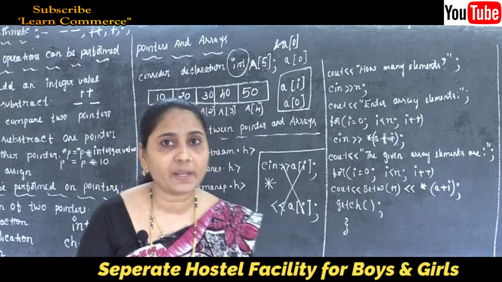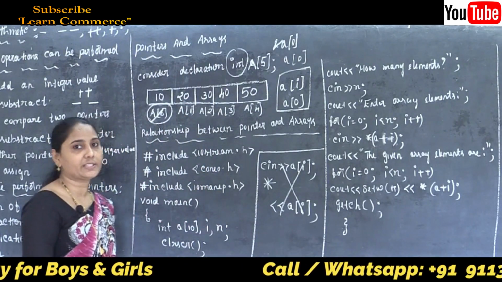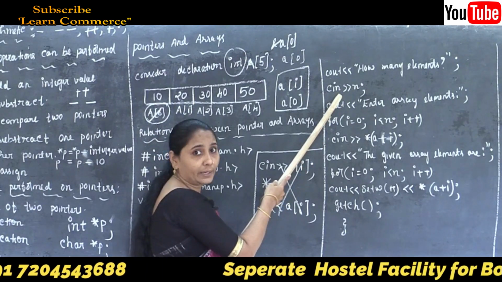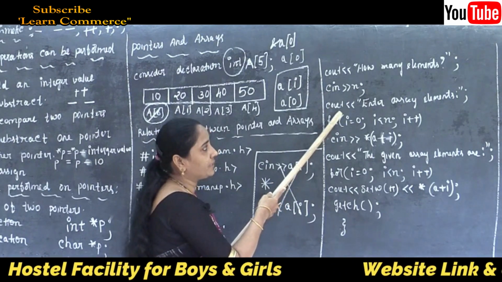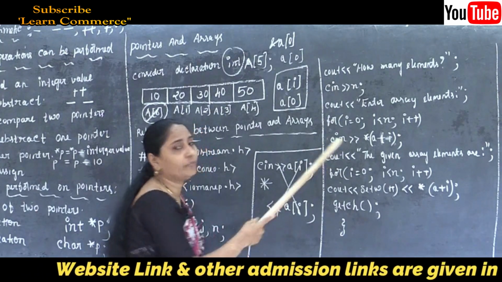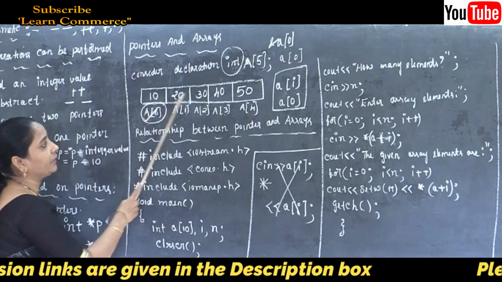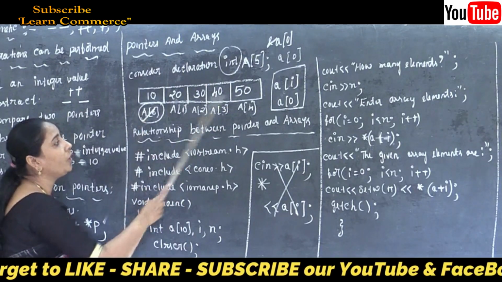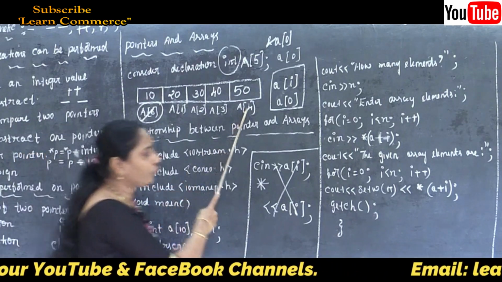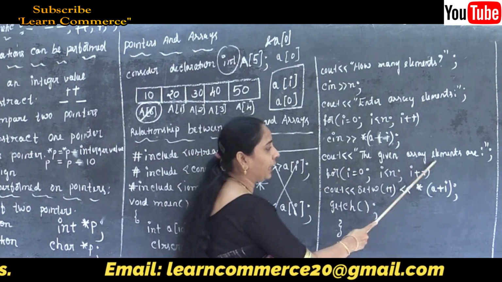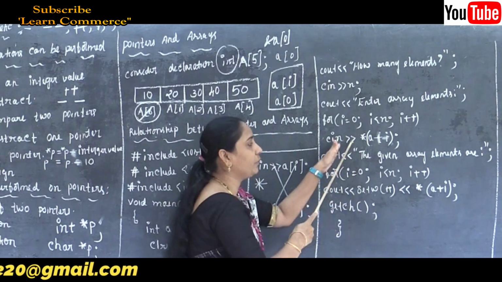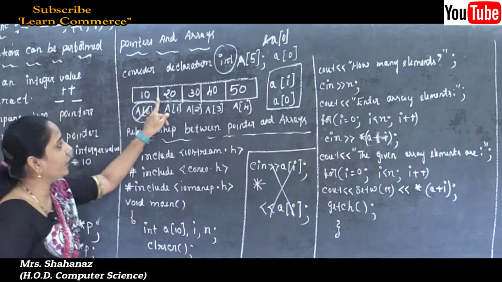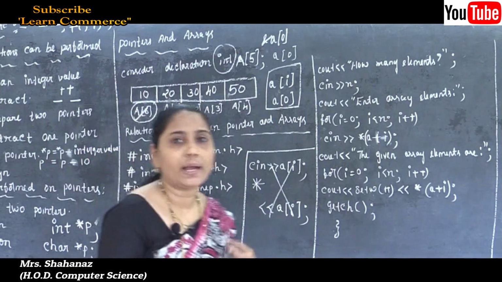After completing the program, it executes and asks how many elements you need to write, as 5, correct? Next, again a message: enter the array elements. At that time we enter the values 10, 20, 30, 40, 50, because the position value starts from 0, so it reaches up to a[4]. Next, the given array elements: whatever values we entered are displayed again. The values are 10, 20, 30, 40, 50.